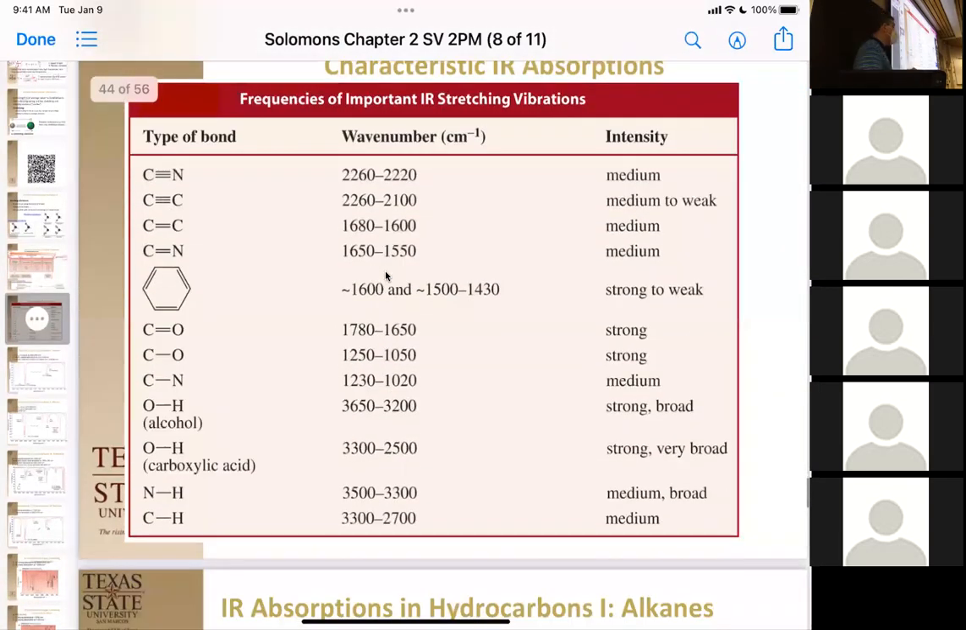So let's put that into play. In this chart, what I want to show you is polarity changes intensity. So let's look at our triple bonds here, between the carbon-nitrogen triple bond and the carbon-carbon triple bond. Carbon-carbon triple bond is weak to medium. It's weaker than the carbon-nitrogen because there's a bigger electronegativity difference between carbon and nitrogen than carbon and carbon.